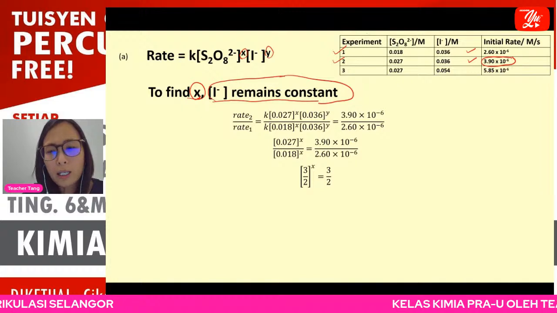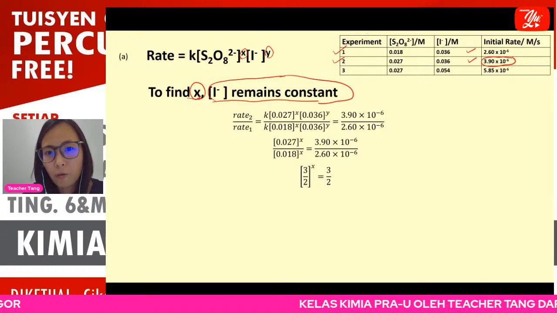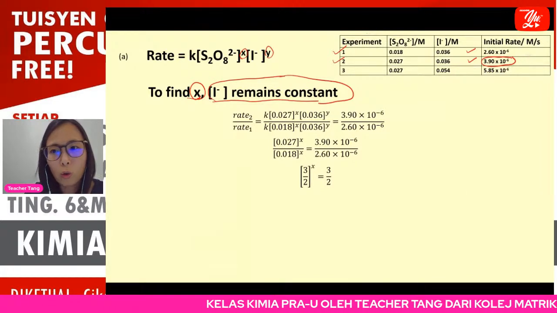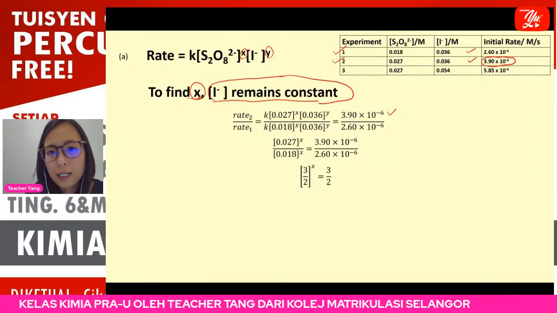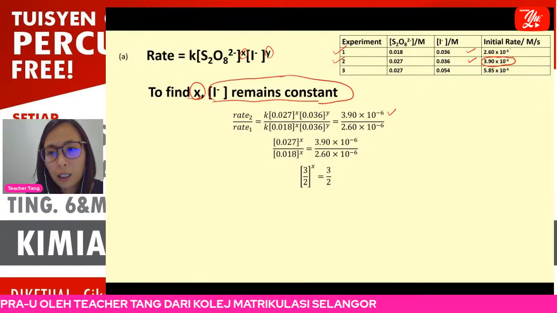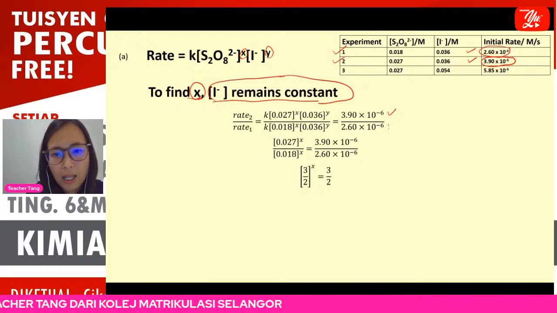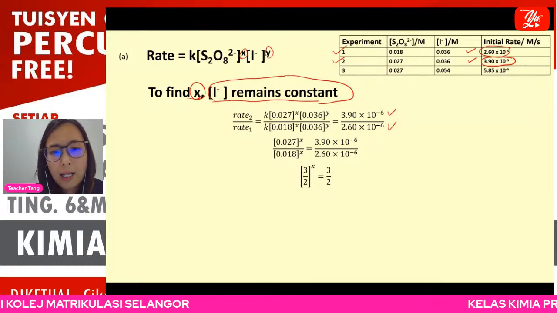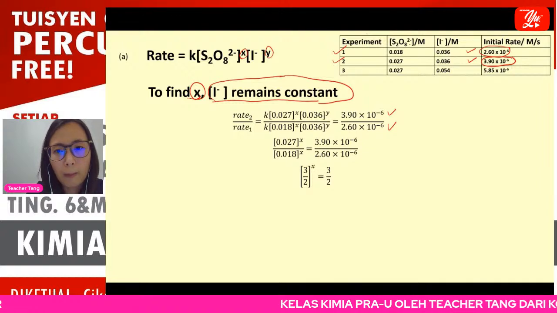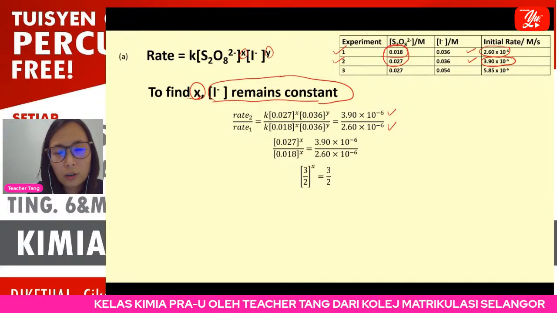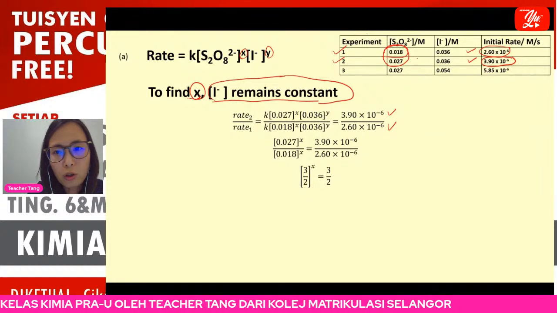So the bigger one is the reaction rate for experiment 2. So I'll put it on the top, divided by the initial rate for experiment 1. And then we also need to substitute in the concentrations for experiment 1 and also experiment 2.